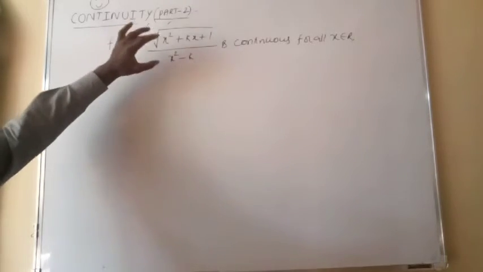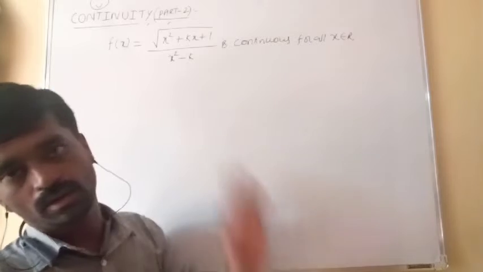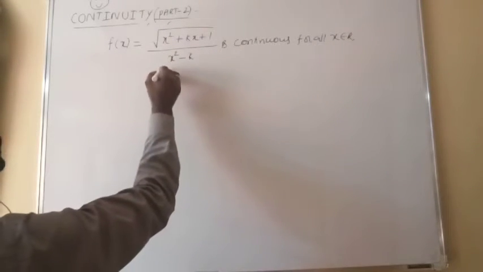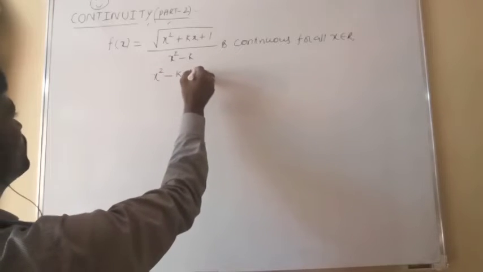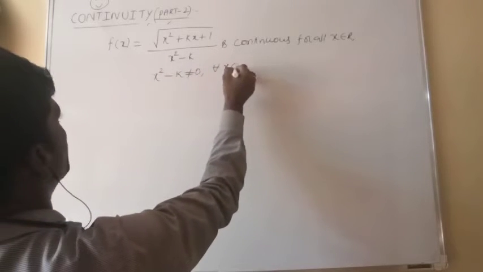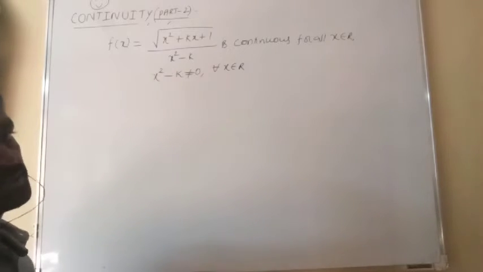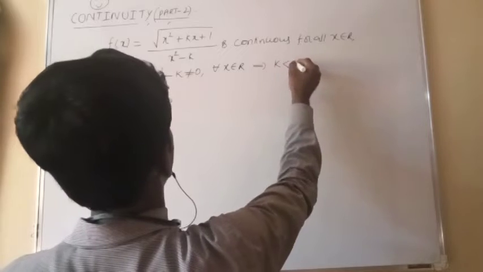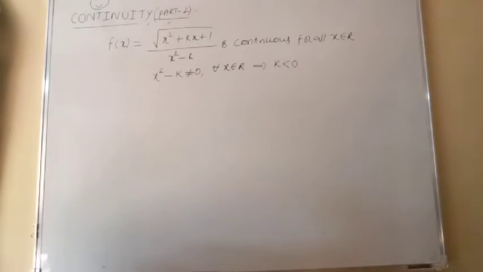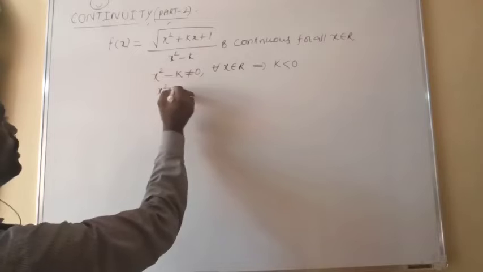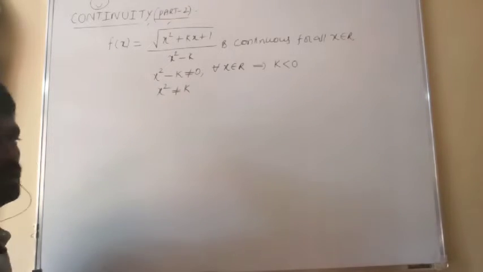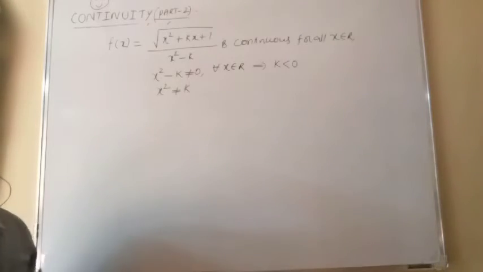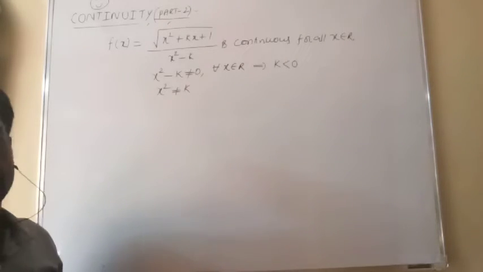that means the domain of this function must be equal to what? Capital R. So now this function is defined for all x belongs to R only when this denominator should not be equal to 0 for all x belongs to R. And x square minus k not equal to 0 is possible only when k is negative. Because x square minus k not equal to 0 means x square should not be equal to what? K. So anyway x square cannot be negative. So that means k must be negative. If k is negative, x square not equal to k is satisfied.